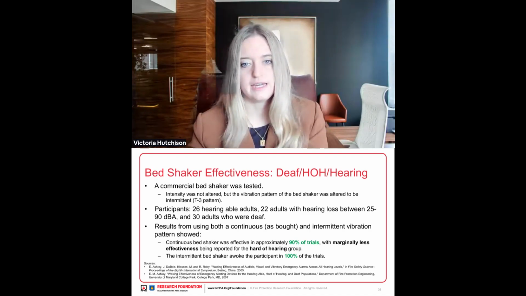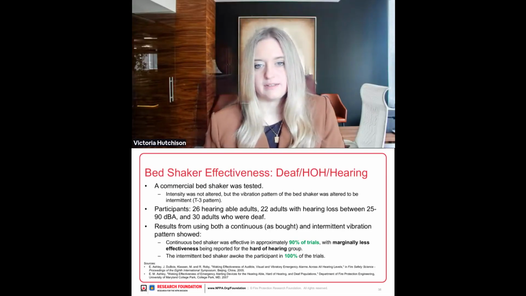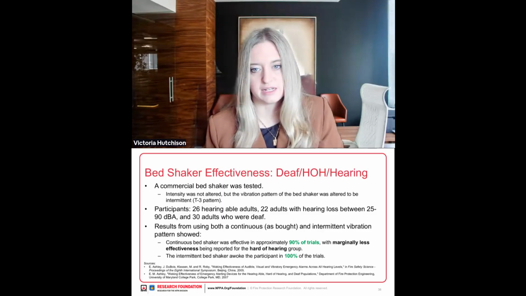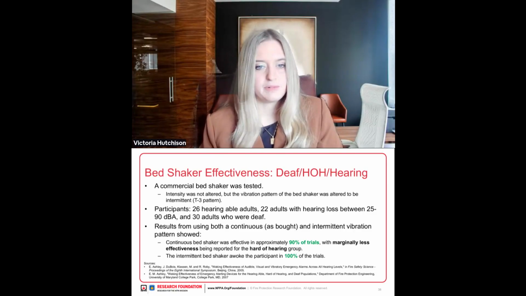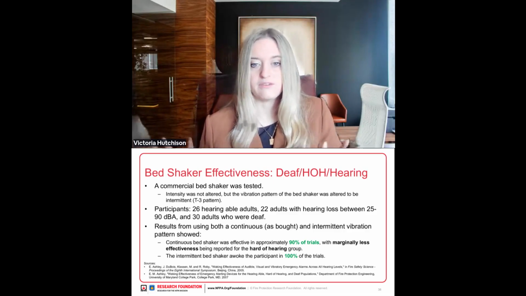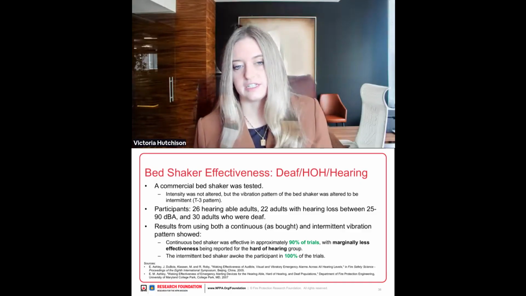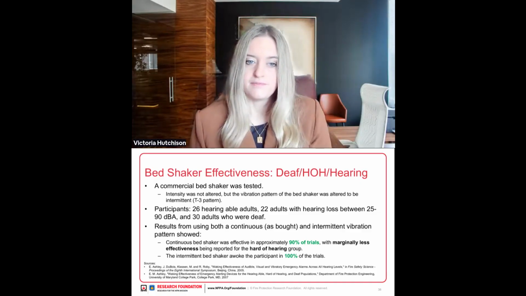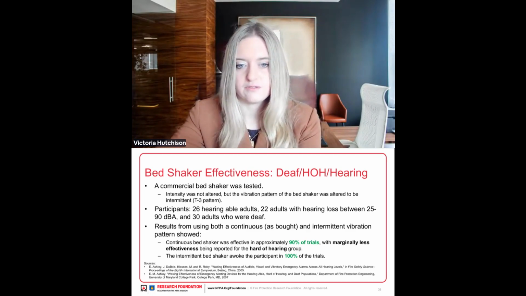So the results from using both a continuous pattern, the condition of the bed shaker as it was bought off the shelf, and then the intermittent vibration pattern showed that about 90% of the trials for the continuous bed shaker stimuli had a little bit less effectiveness for the hard of hearing group, but the intermittent bed shaker awoke everyone involved in the trials, 100%. So including those that were deaf. So that's really encouraging and shows the intermittency of the vibration pattern really improved effectiveness overall.